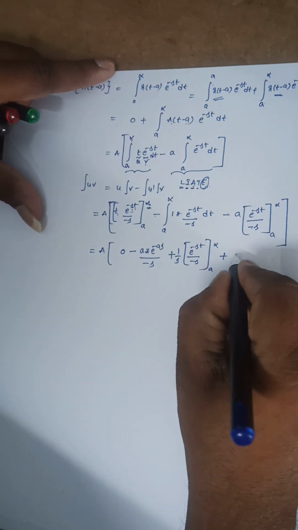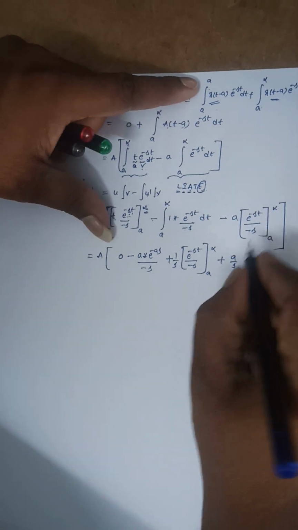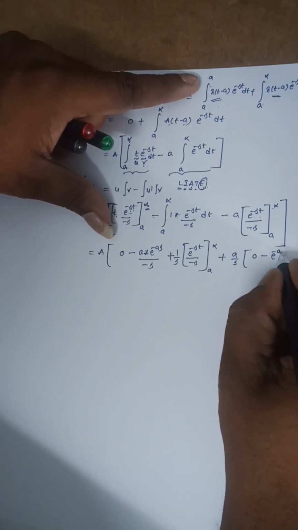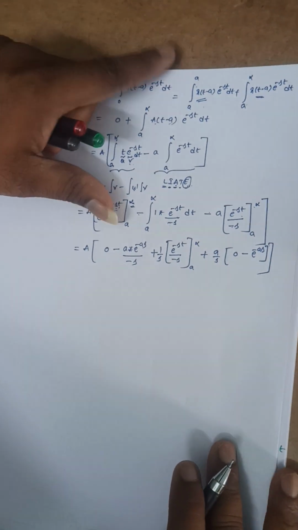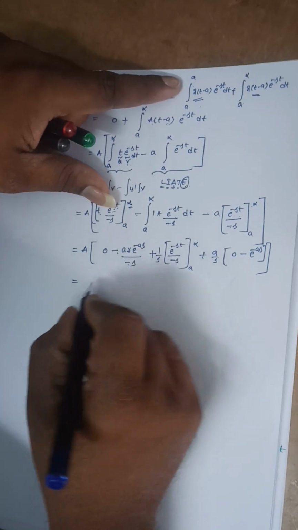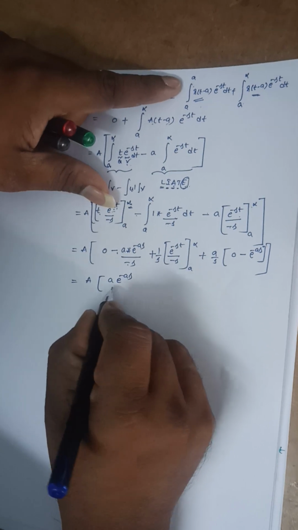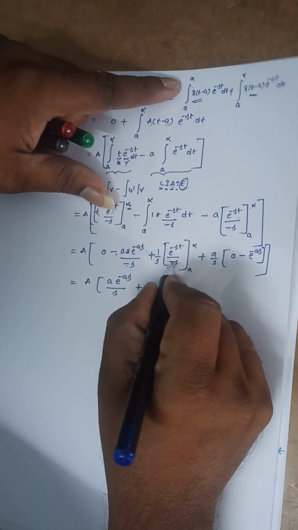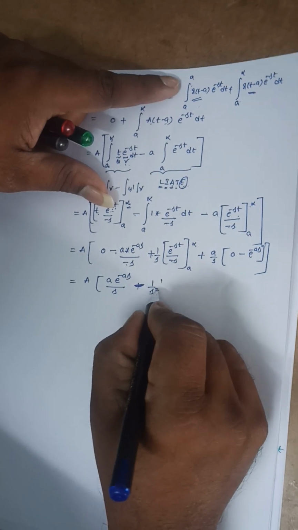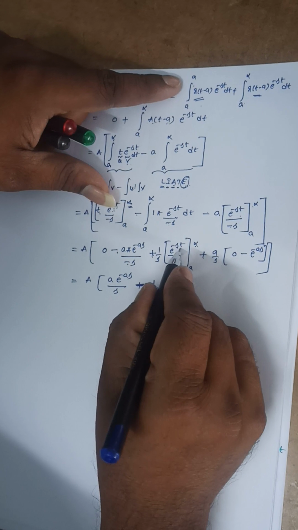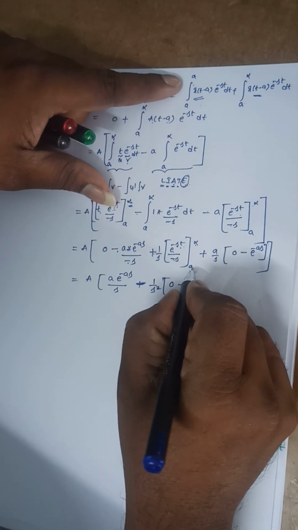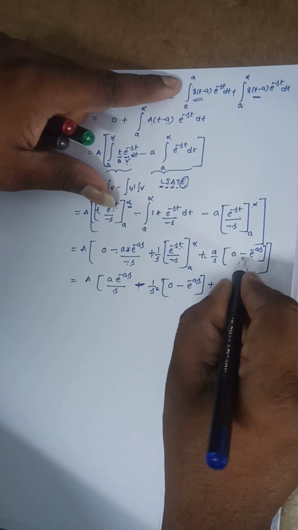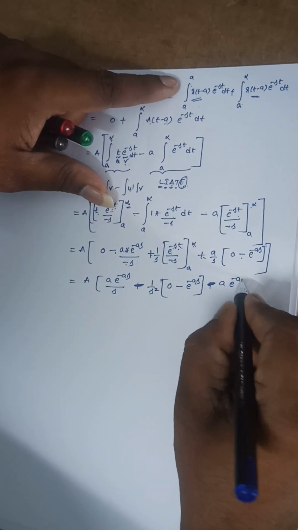Minus and minus here is plus, so it is a by s. If I substitute infinity, e power minus infinity is 0, minus, if I substitute a, e power minus as. Now minus and minus is plus, so a into e power minus as divided by s, plus 1 by s into minus 1 by s square. If I substitute infinity in place of t, e power minus infinity is 0, minus, if I substitute a in place of t, it will be e power minus as, plus into minus, it is minus a into e power minus as divided by s.